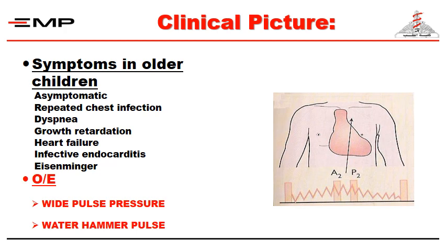Symptoms in an older child are like all the shunt lesions. It might be asymptomatic, or there is repeated chest infection, dyspnea, growth retardation, heart failure with the symptoms of heart failure, infective endocarditis and Eisenmenger. On examination, the patient has got a wide pulse pressure. You palpate the upper arm and you feel the difference between the systolic and diastolic, more than 40 to 50 millimeters mercury, and this causes a bounding pulse or a water hammer pulse, as you can see it in the arm.